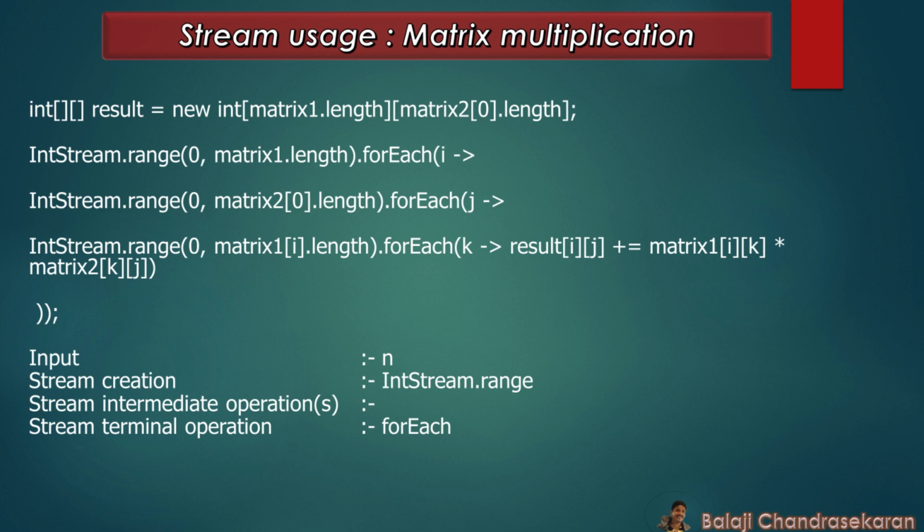The forEach method is a terminal operation and is applied to the three created streams to do looping within the matrix to do the multiplication between the two matrices, matrix1 and matrix2. Finally, the result holds the result of the matrix multiplication. We can use parallel streams to perform the multiplication operation in parallel for improved performance.